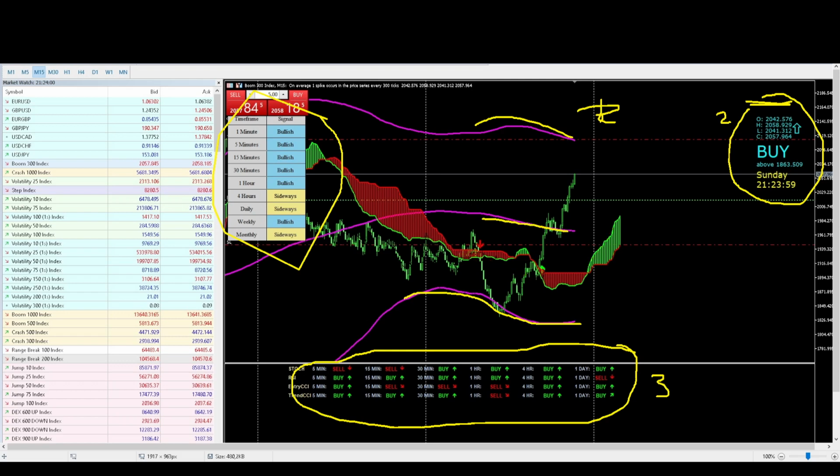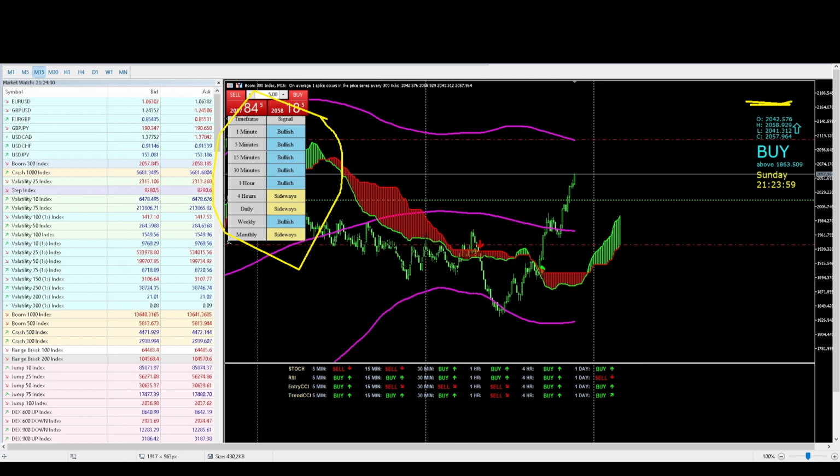Let me run through what each of these indicators is for so that you can understand how to use our trading system. Let's have a look at this one here on the left-hand side. This indicator is there to show you the direction of the trend based off of the respective time frame.